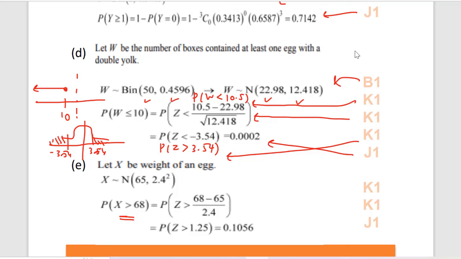So, markah dia, okay, markah dekat sini. Okay, awak standardize, ini dapat 1 markah. Kemudian awak selesaikan. Okay, ni dapat probability Z greater than 1.25. Terus tengok daripada table. Dapat 0.1056 ni dapat J1. So, selesai. Okay, so selesai untuk part E. Maksudnya selesailah untuk question number 7.